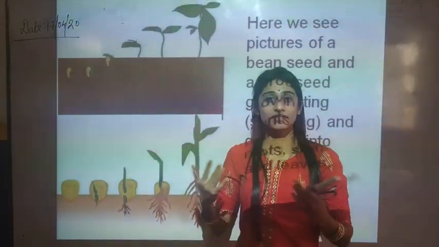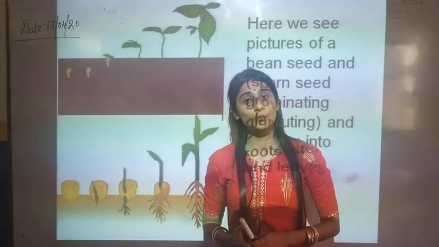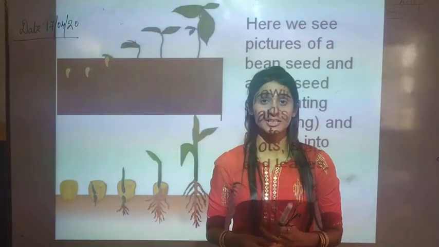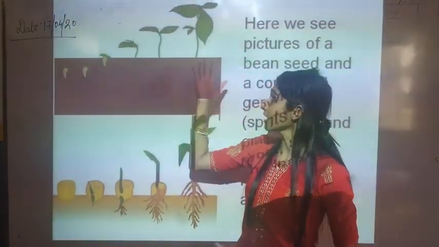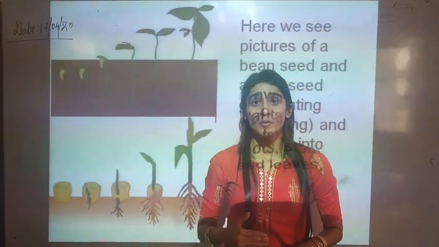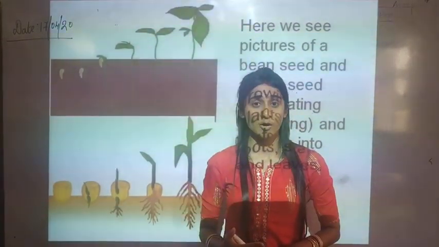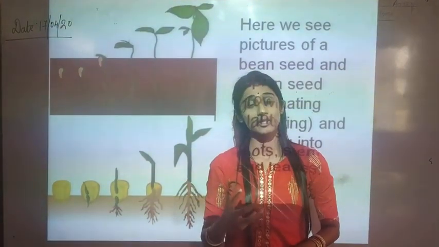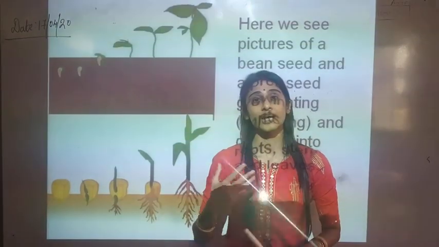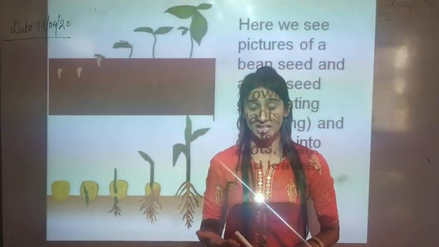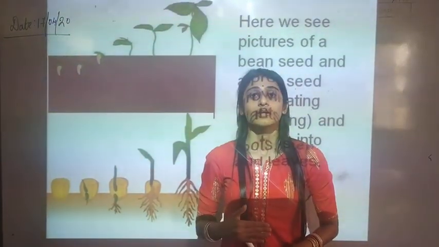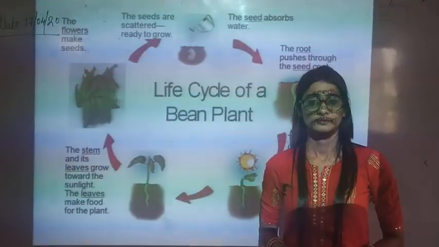And it becomes an adult plant, and it bears the leaves, fruits and flowers, and it starts preparing its own food in the leaves. Then it bears the fruits, and from those flowers and fruits again the seed comes out, and from this seed again the process of seed germination starts. So this is the full process of the plant life cycle.